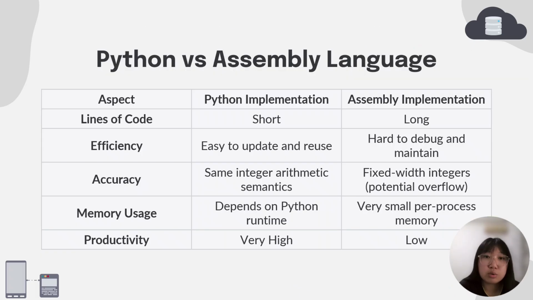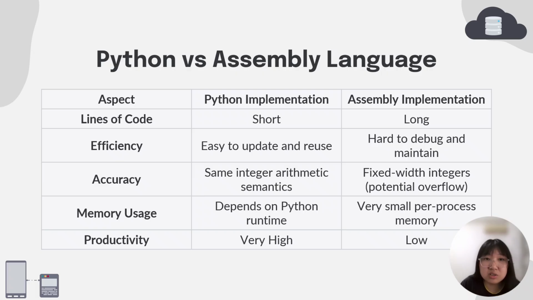So here is a quick comparison between Python and assembly language. First, for the lines of code, obviously Python is short and assembly language is long. For efficiency, Python is easier to maintain, and assembly language is harder but gives more control.